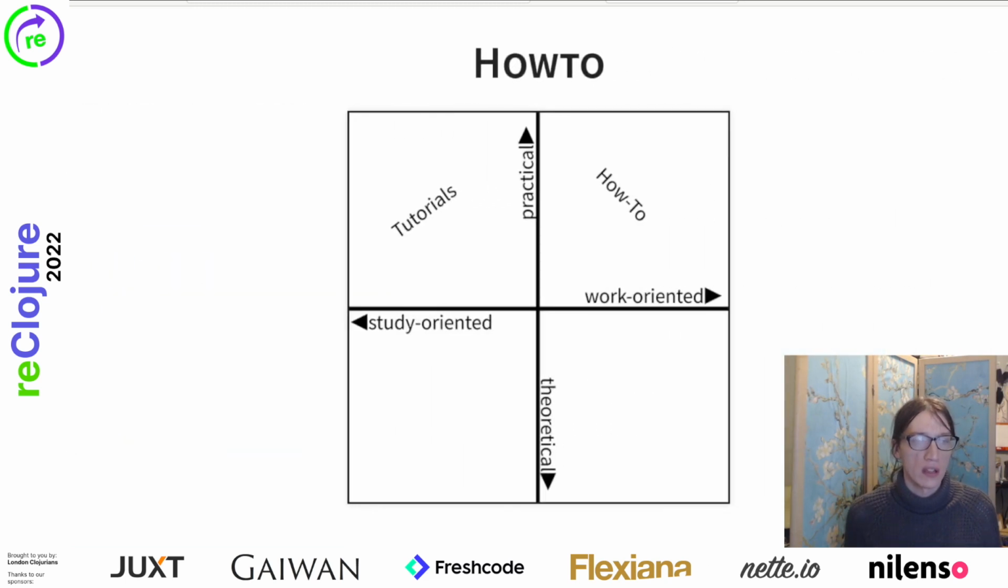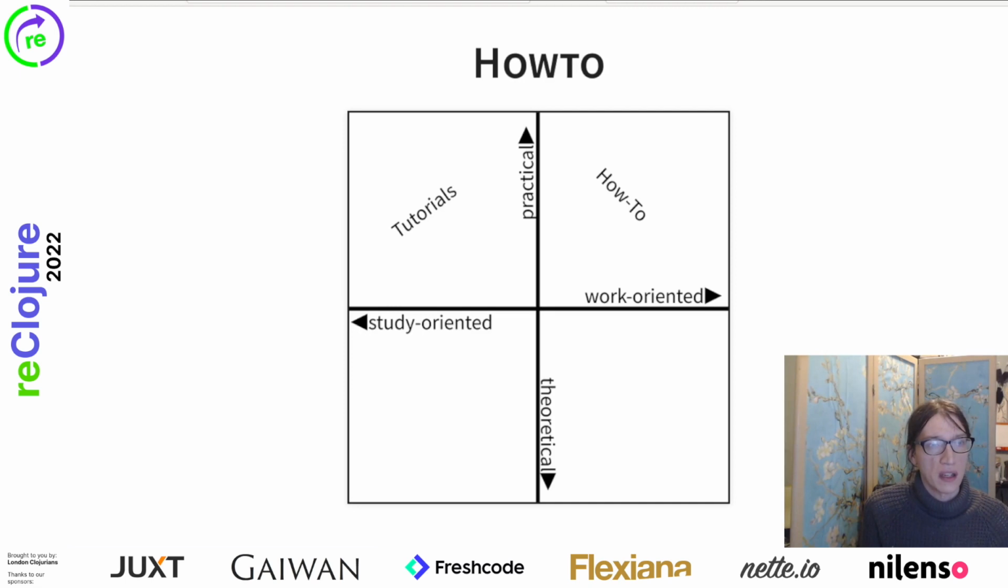So Divio puts how-tos in the upper right corner, so it's practical like tutorials, but it's much more oriented in a specific task. Making a cake is something you may do many times, and you may consult the recipe every time. And that's not because you're learning, it's because you need to make a cake.